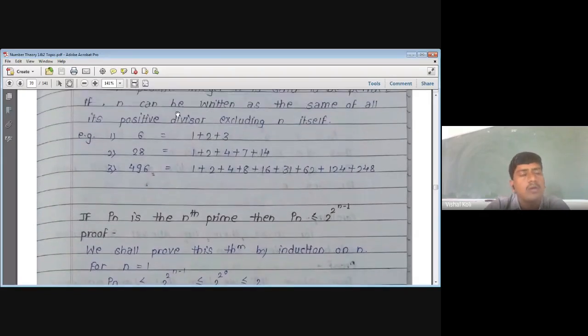the positive divisors of 4 are nothing but 1, 2 and 4. Now if we exclude the element 4 itself, then 1 plus 2 is equal to 3, which is not equal to 4. Therefore 4 is not a perfect number.